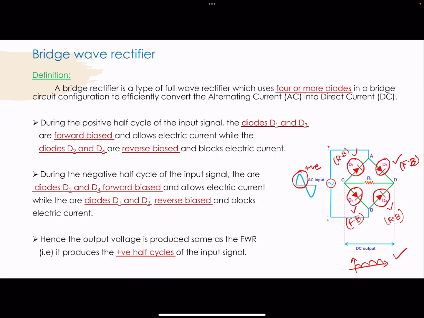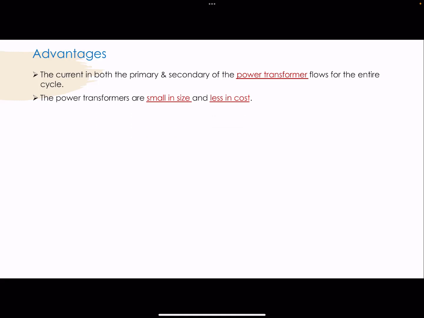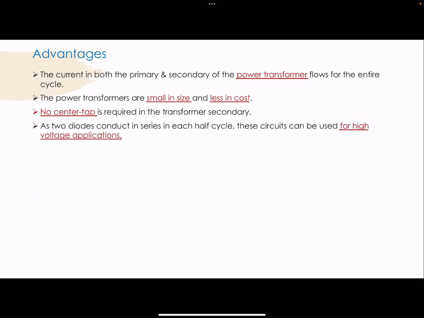of the input signal. Now let us see what are the advantages of the bridge wave rectifier. The first one is the current in both the primary and the secondary of the power transformer flows for the entire cycle. That's why the power transformers are small in size and less in cost. In the case of the bridge wave rectifier, no center tap is required in the transformer's secondary, and as 2 diodes conduct in series in each half cycle, these circuits can be used for high voltage applications.